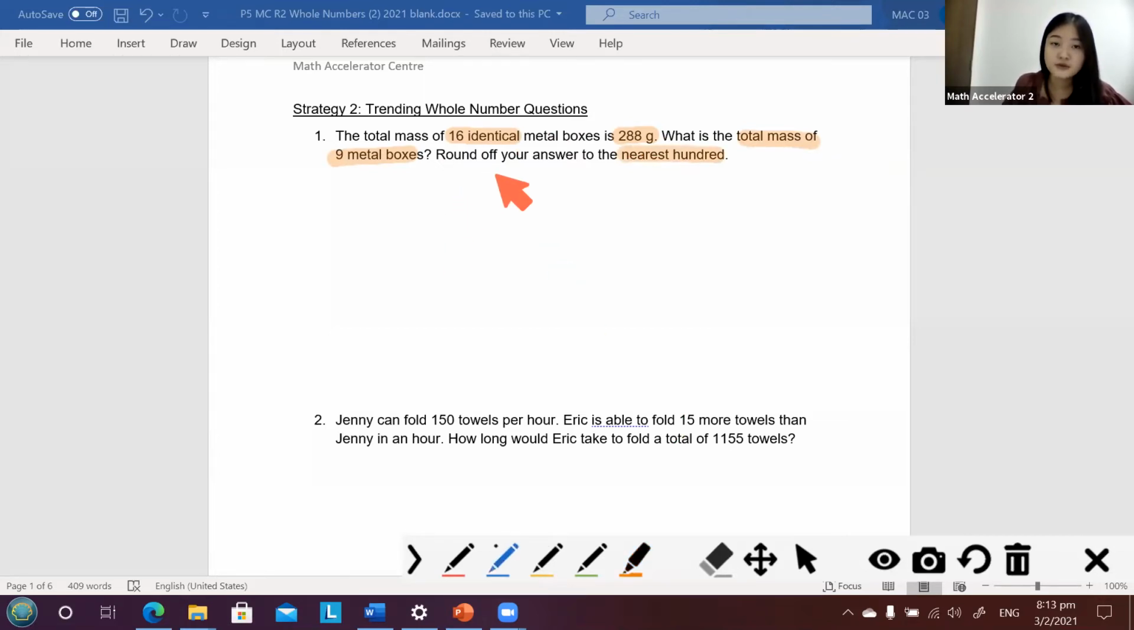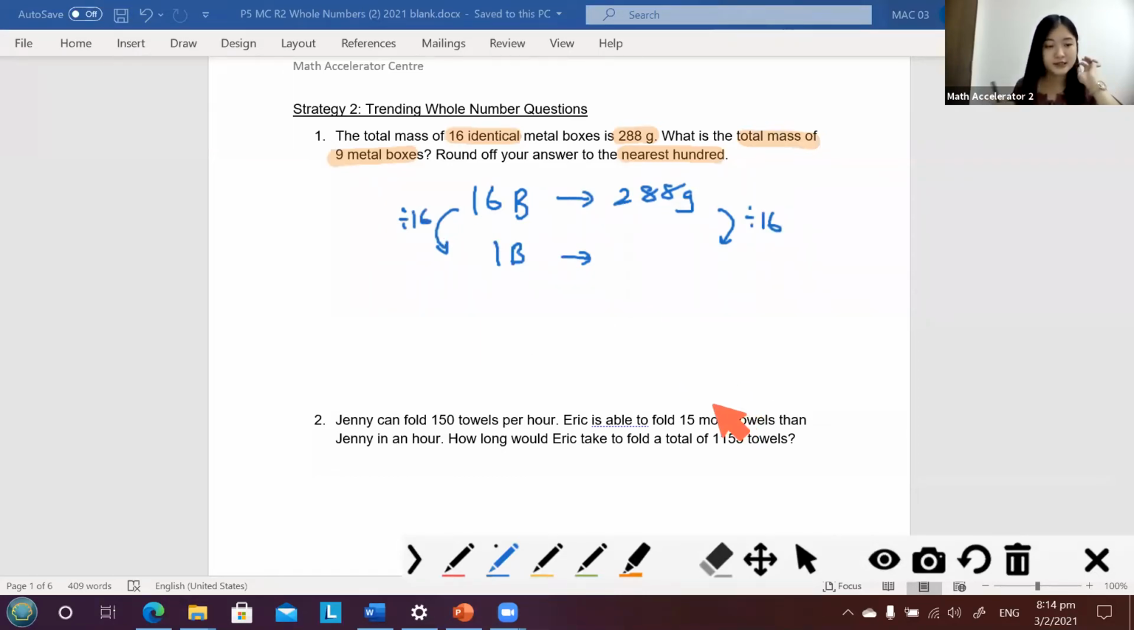Okay, so let's write it down first. We know that 16 metal boxes, so we put 16B, or 16M. Okay, this is 288 grams. Alright, so we want to find 9 metal boxes. So we need to find 1 first. So you should divide by 16, yes. Okay, can you type in your calculator? What is 288 divided by 16?